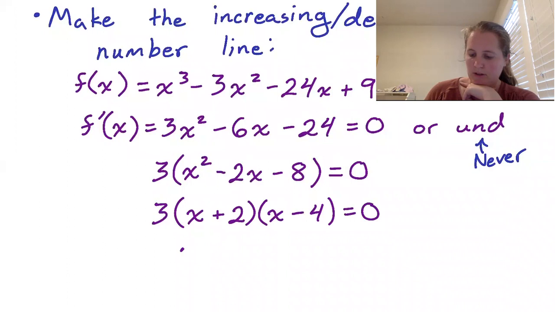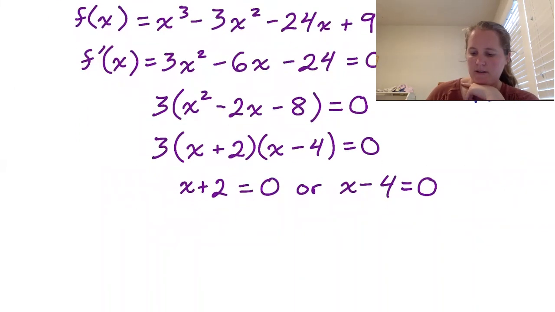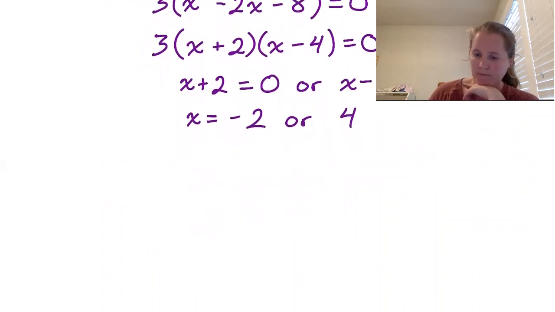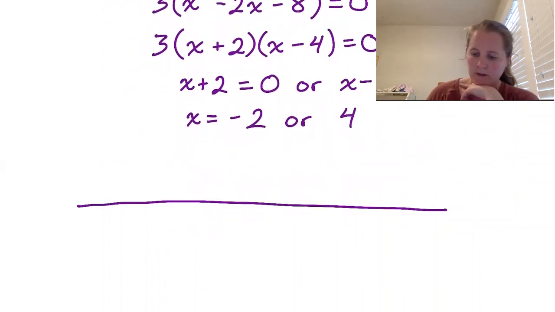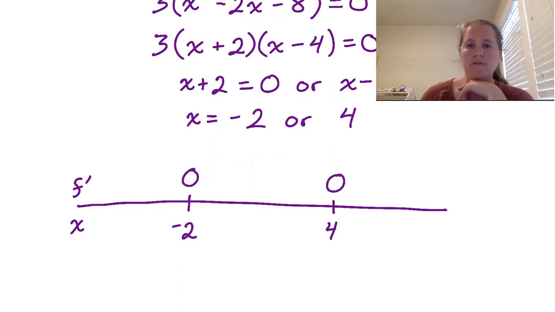So we now have either x plus 2 equals 0 or x minus 4 equals 0. And we get that x equals negative 2 or 4. We then create our number line. Our points of interest are at negative 2 and 4. This is x, and we have f prime, and then we'll have f up top. The derivative is equal to 0 at negative 2 and 4.